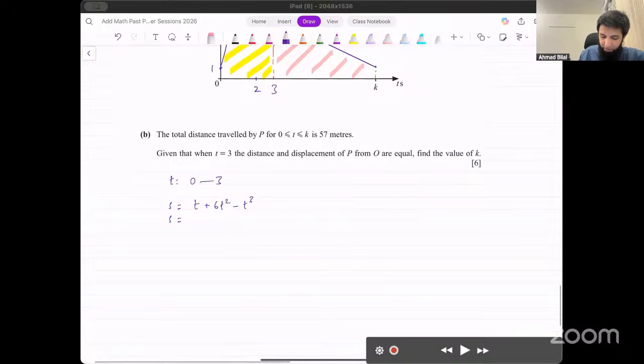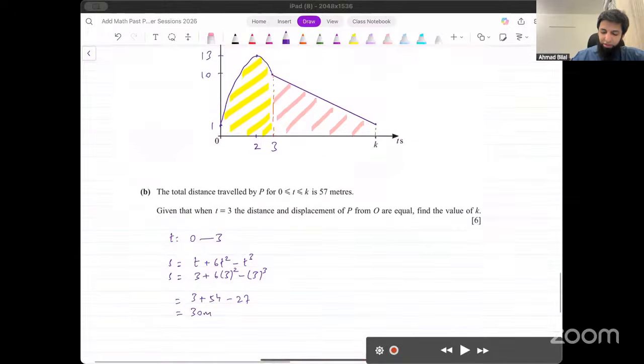Input time equal to 3 in this. You get 3 plus 6 into 3 squared minus 3 cubed. Now, what do we get from that? 3 plus 6 times 9, that is 54 plus 3, that's 57, minus 27. What does that give us? 30. So in the first 3 seconds, the distance traveled is 30 meters.